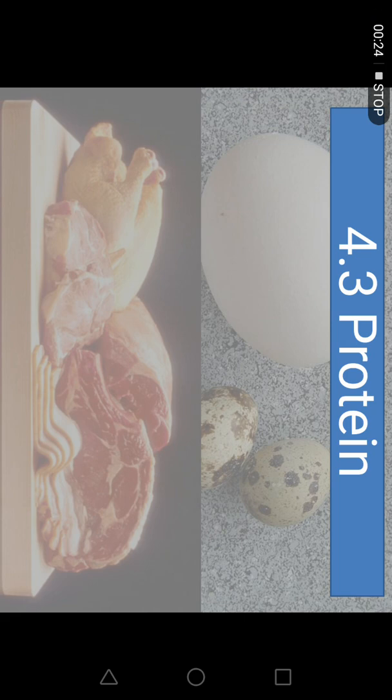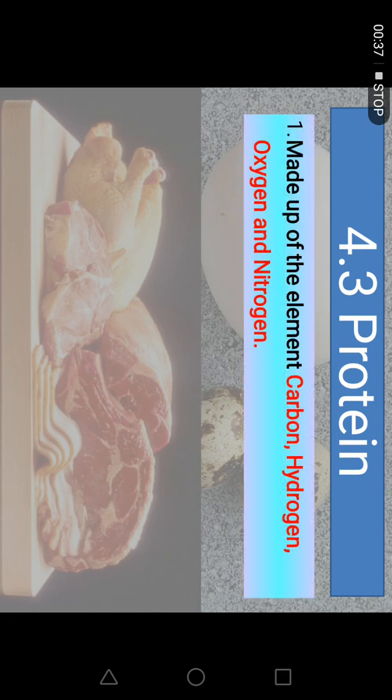Besides carbohydrates and fats, we have protein. We have four macromolecules that are organic in our body. So protein is the second one that we're going to see. So what is protein?